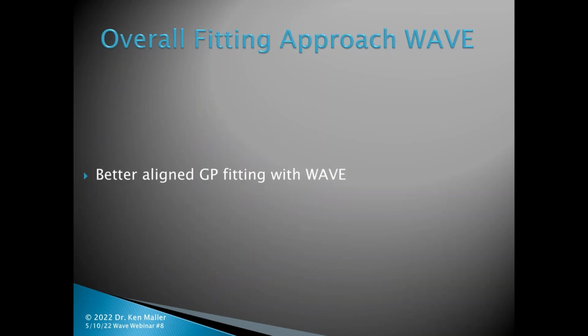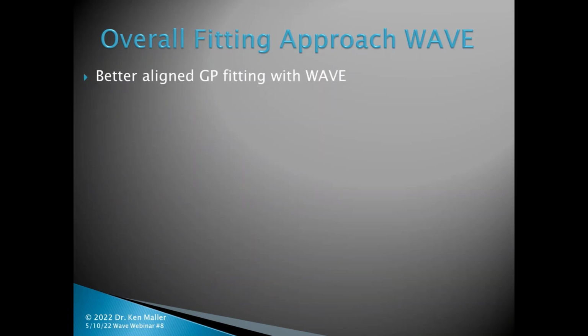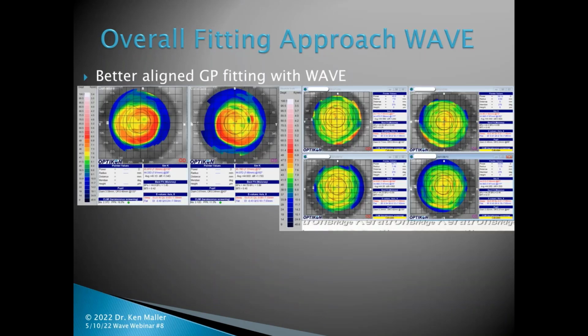So now let's move on. Better aligned GP fitting with lens, with wave. This here was taken from webinar 2. So if you're interested in the actual case, by all means, go back to webinar 2 and take a look at it. But on the left-hand side there, what you're seeing is soft lens corneal warpage.